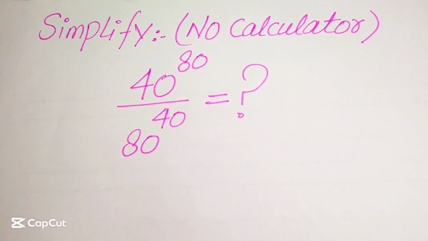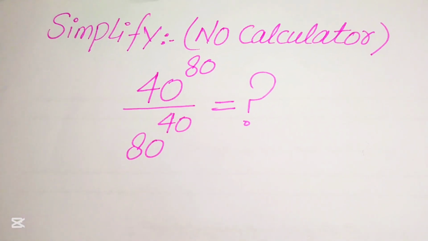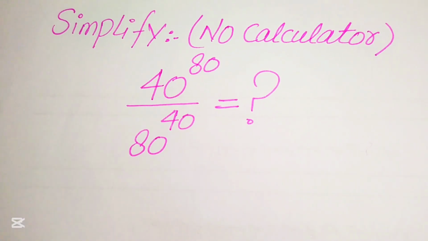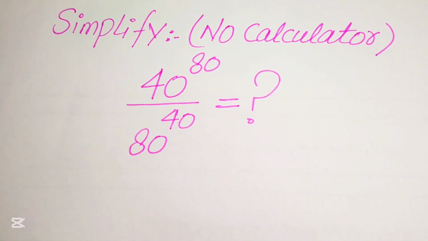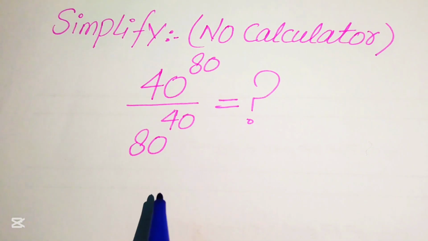Hello everyone, how to simplify this nice algebraic expression. If we have 40 to the power of 80 divided by 80 to the power of 40, we write this into the simplified form.